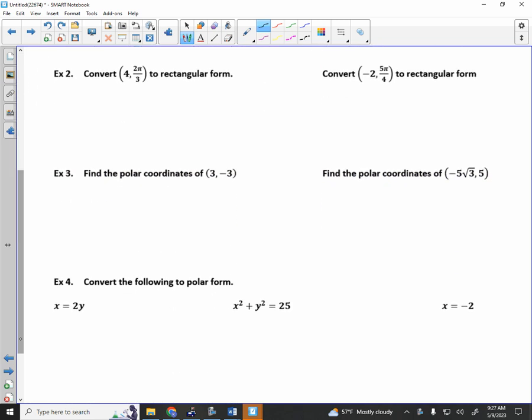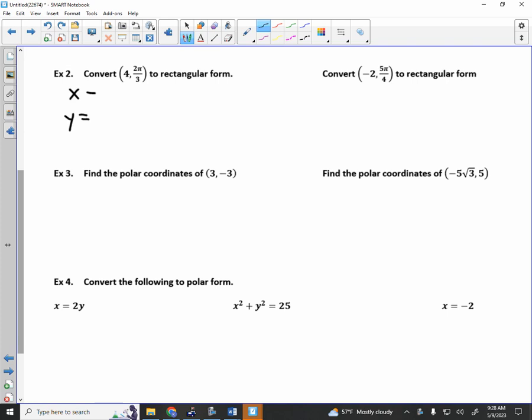Example 2. So the first thing you have to do on your test is you are going to have to be able to plot and name polar coordinates. That's what we did yesterday. Second thing you're going to have to be able to do on the test is convert coordinates to rectangular form. Okay? Meaning we want x equals and we want y equals.